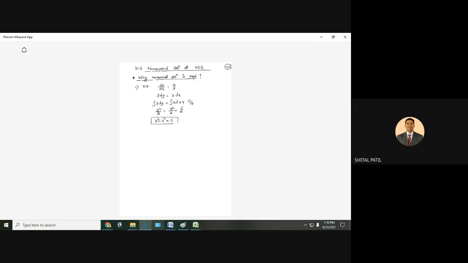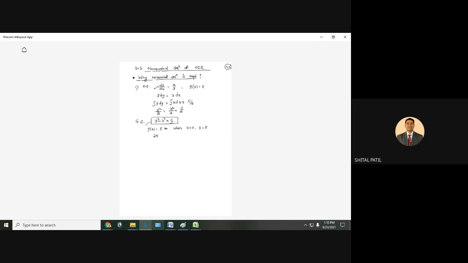Hope everyone remembers what the general solution is. Order equal to number of arbitrary constants. Order is one, one arbitrary constant, therefore it is the general solution. And say if an initial condition is given, y of 0 equal to 5, for example. What is the meaning of this? When x equal to 0, y equal to 5. So it is 25.